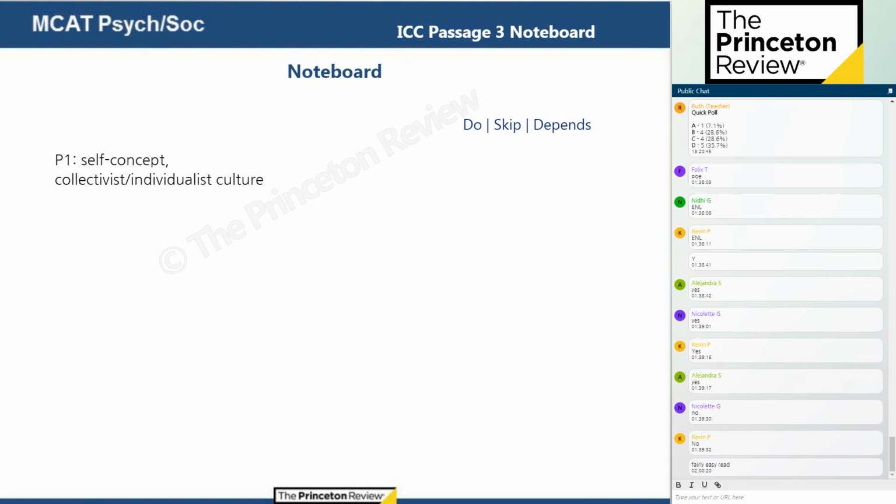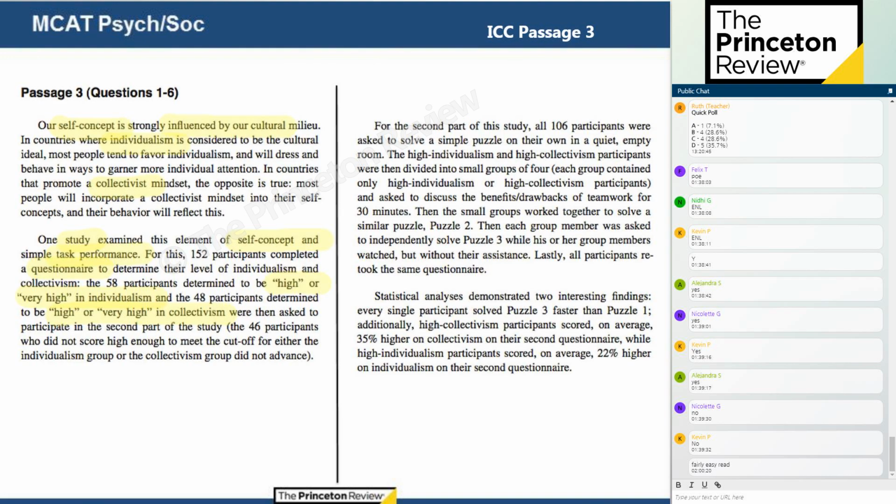So paragraph 2, we've got a questionnaire to select participants. High, very high. Then we've got all solved a simple puzzle on their own.